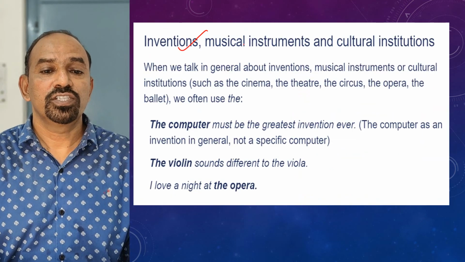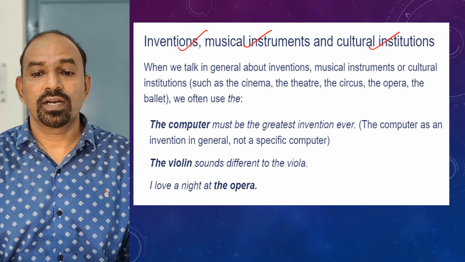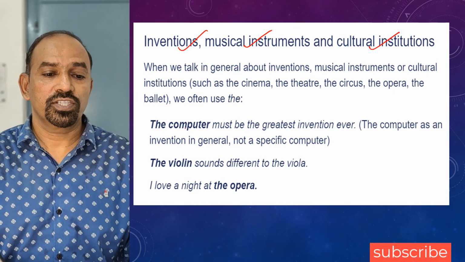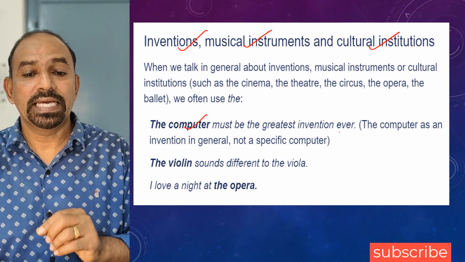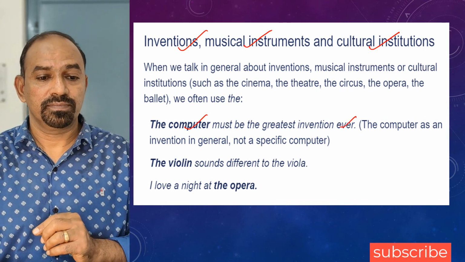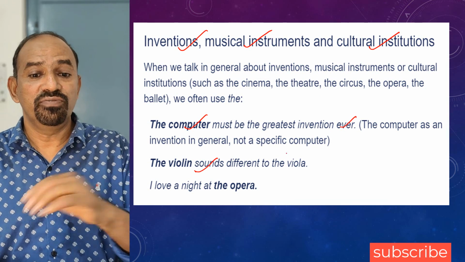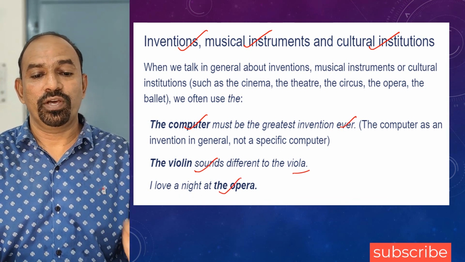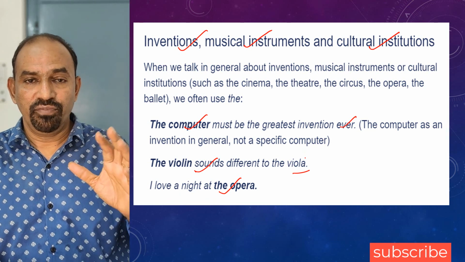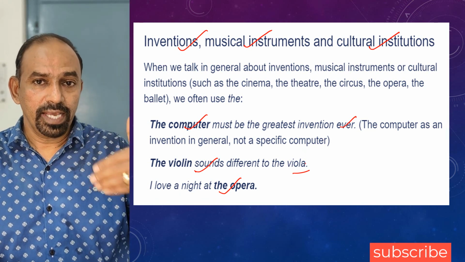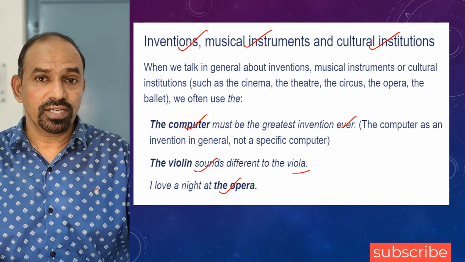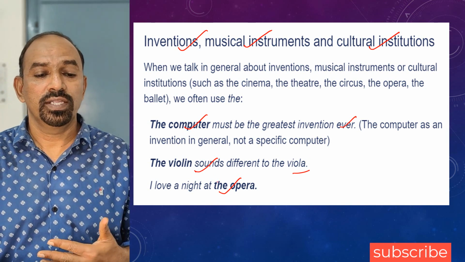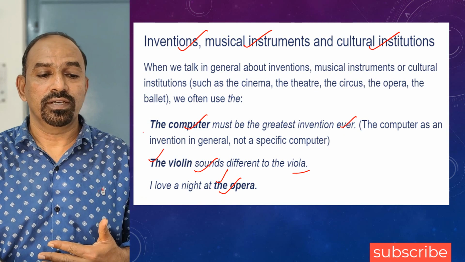Then inventions, musical instruments and cultural institutions: we can use the. For example, the computer must be the greatest invention ever. The violin sounds different to the viola. I love a night at the opera. Here, when we use the names of inventions, musical instruments or cultural institutions, we can use the definite article.